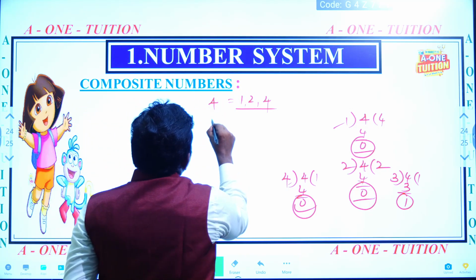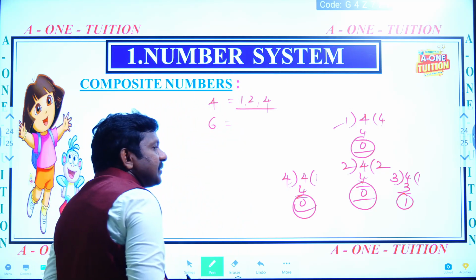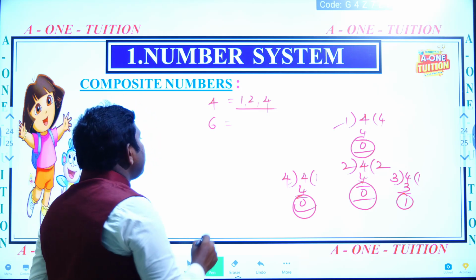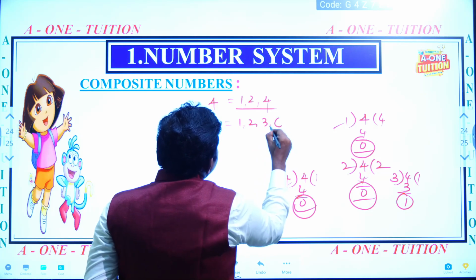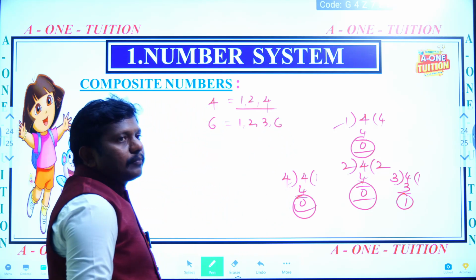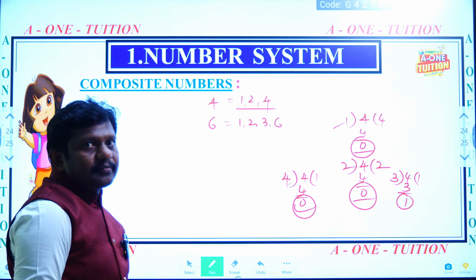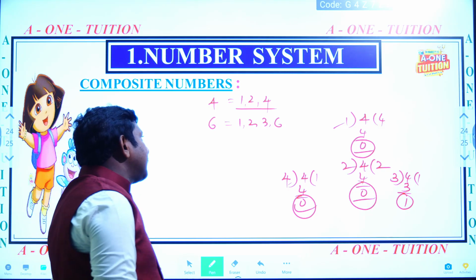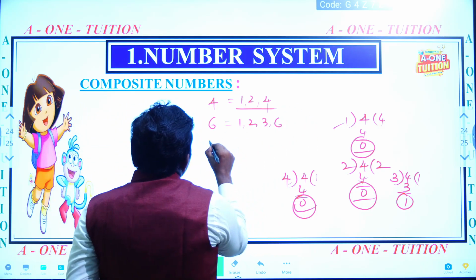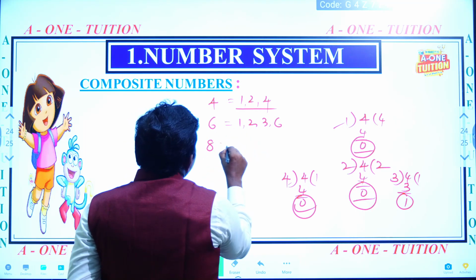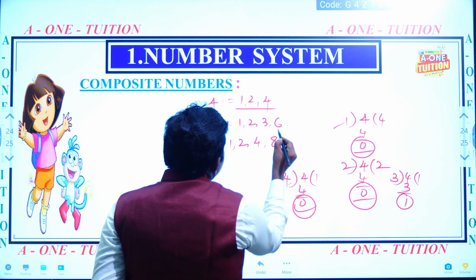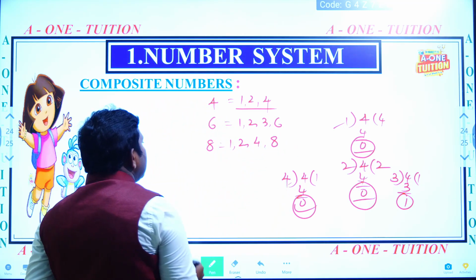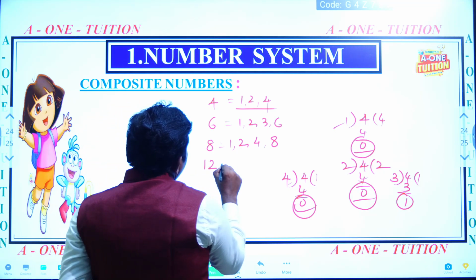Then take 6. Definitely this has more than 3 factors: 1, 2, 3, 6. The given number is always a factor of itself. Then after 6, take 8: 1, 2, 4, 8. See the factors, more than 3 or not. What about the factors of 12?